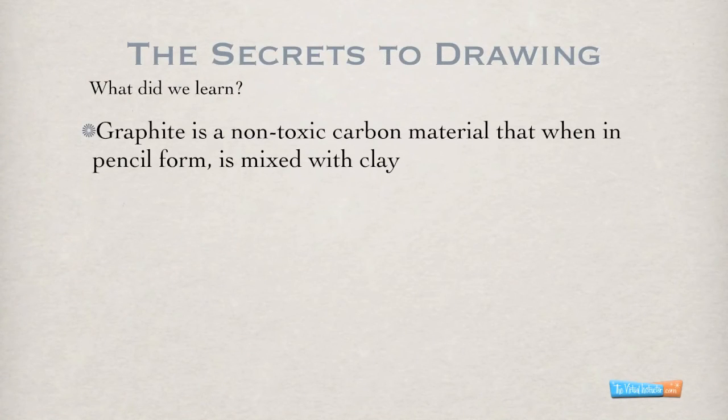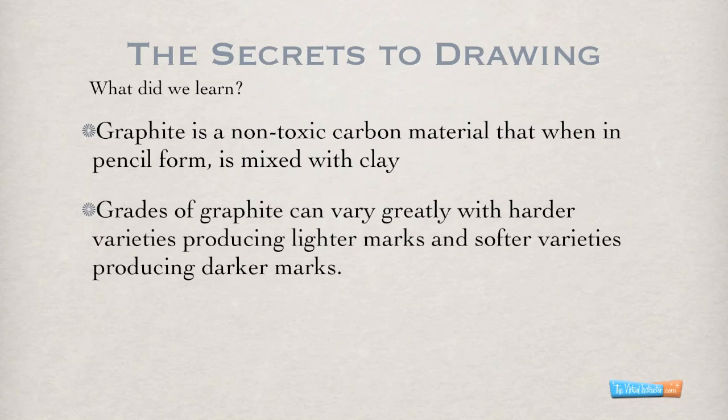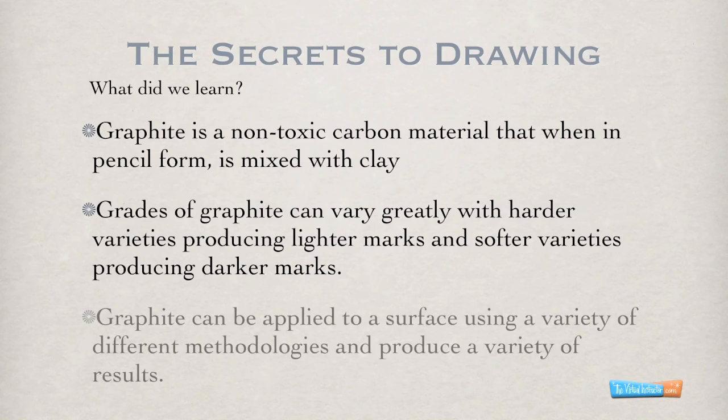So what did we learn in this video? Well, first we learned that graphite is actually non-toxic. It's a carbon material that when in pencil form is mixed with clay. It really isn't lead at all. Grades of graphite can vary greatly, with harder varieties producing lighter marks and softer varieties producing darker marks. Each has its benefits and advantages. We also learned that graphite can be applied to a surface using a variety of different methodologies and produce a variety of different results. In the next video in this video series, we're going to take a look at another drawing medium, charcoal.